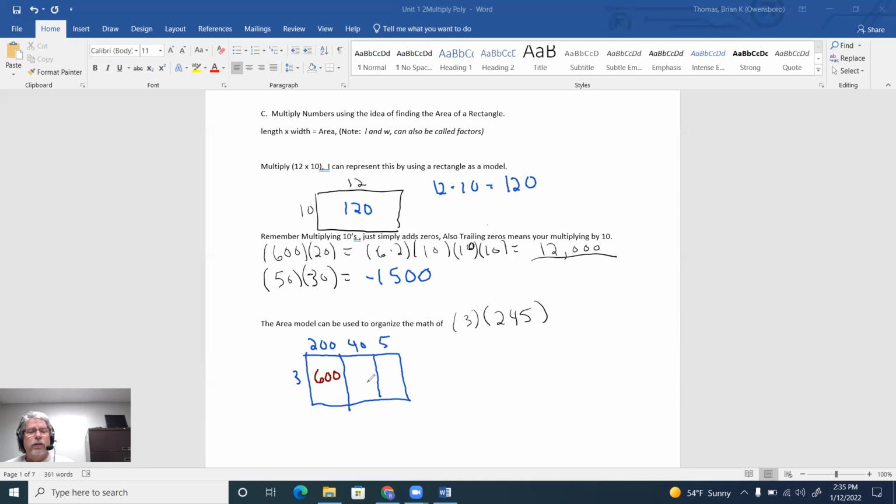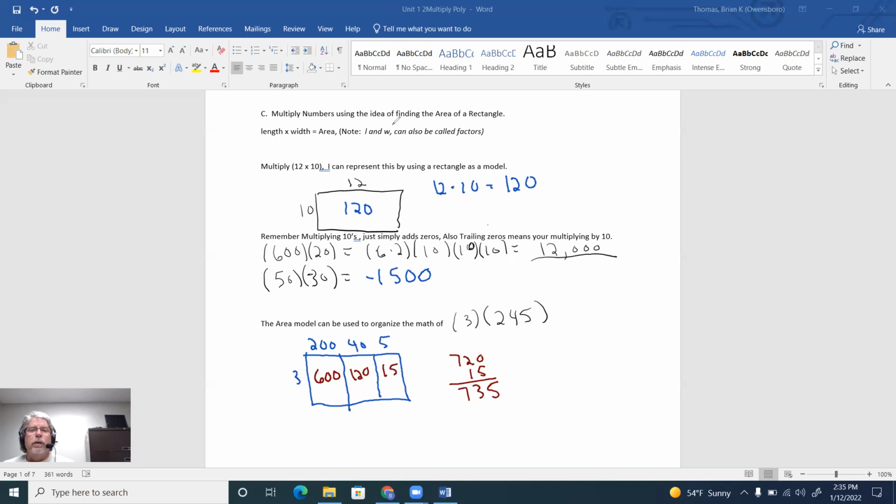Then to find the area of this rectangle, we have to multiply 3 times 40. 3 times 4 is 12, and we stick on that 0. That would be 120. And then 5 times 3 would be 15. So to find the total area, we still have to add all these values together. So 600 plus 120 would be 720, plus 15. So 720 and 15, that would be 735.